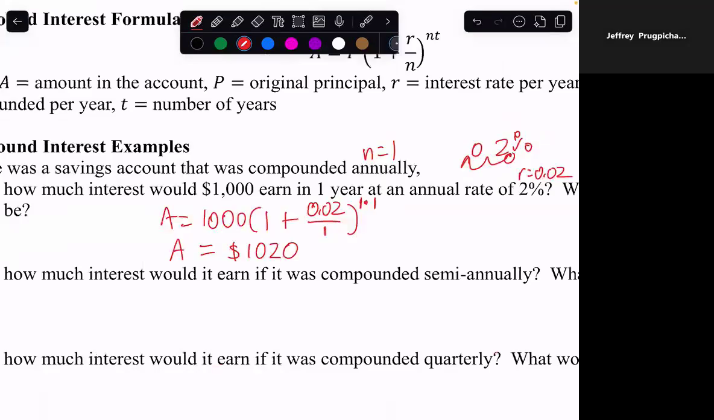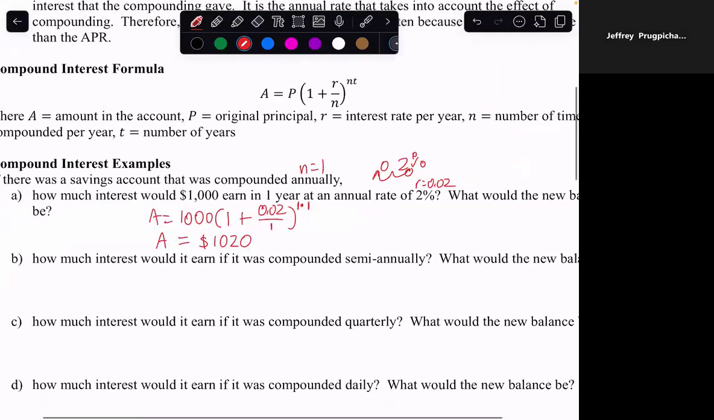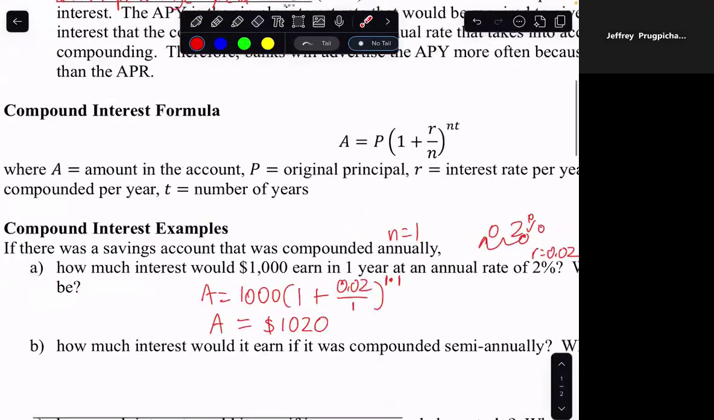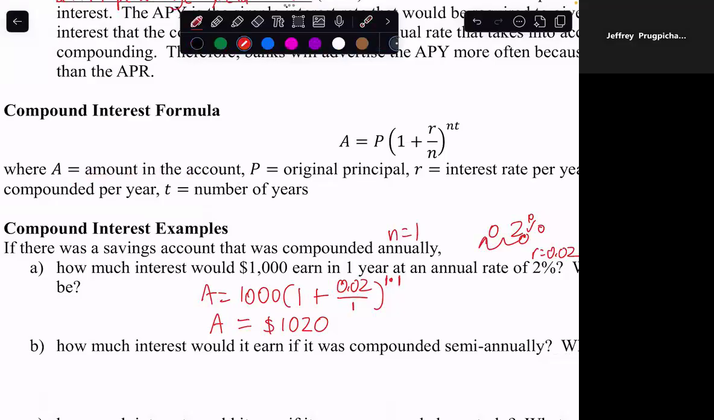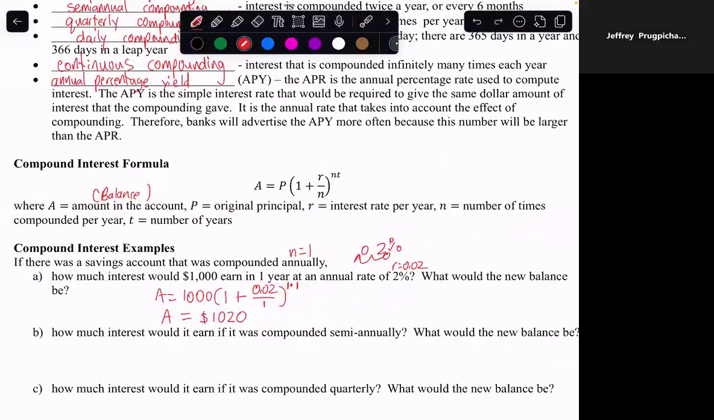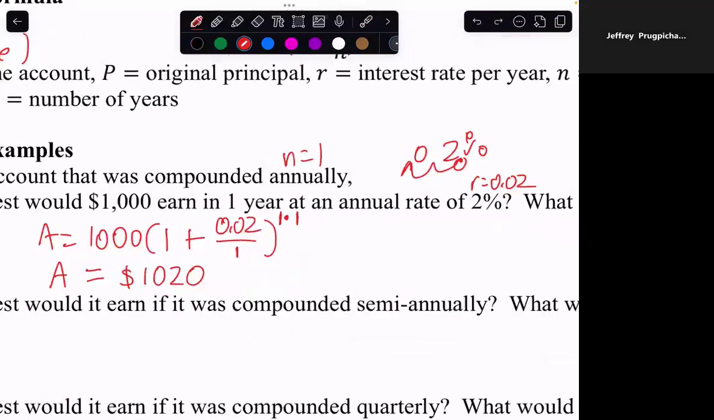Okay, so we've got to be a little careful here because there's two questions being asked. One question is how much interest. The other question is what is the balance? Looking back at the formula, capital A represents the amount in the account, which is the balance. So this number right here is actually the answer to the second question. The new balance would be $1,020.